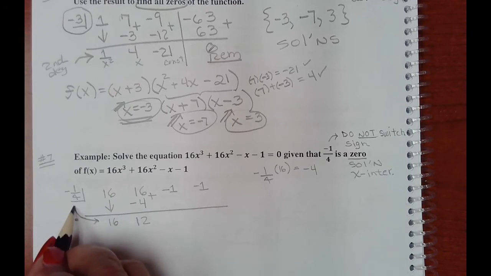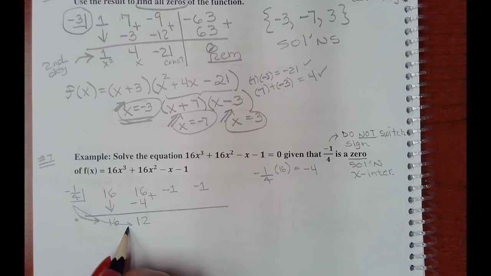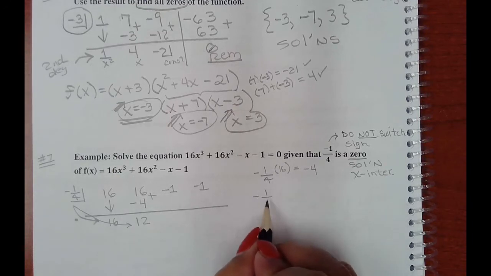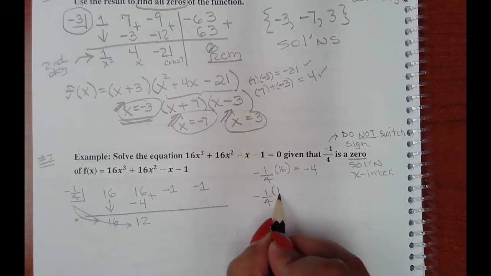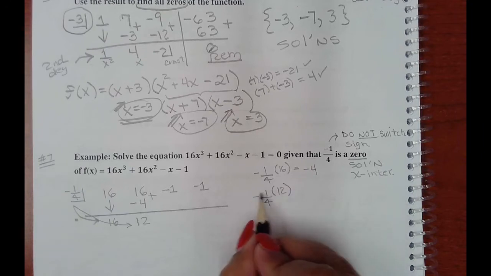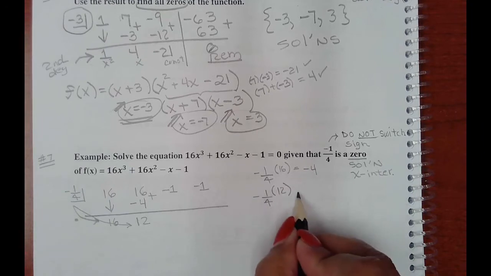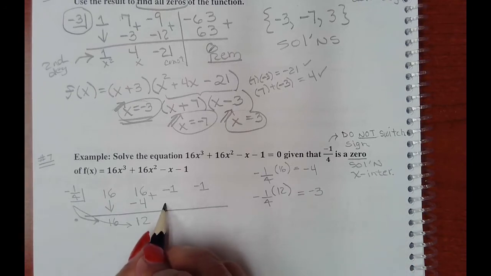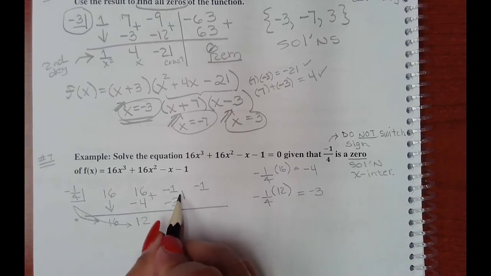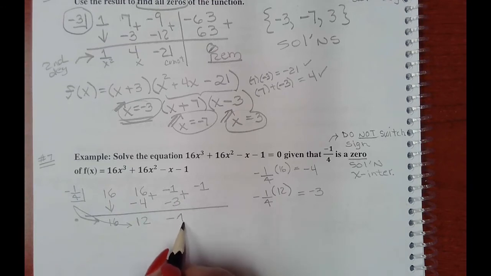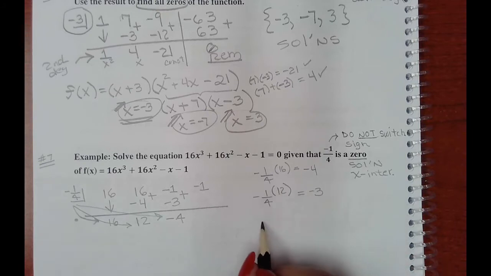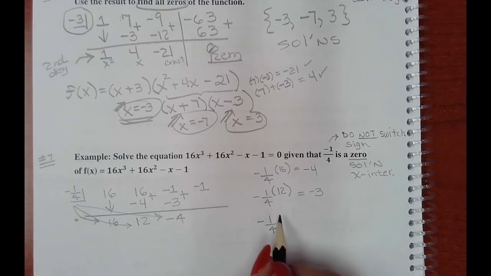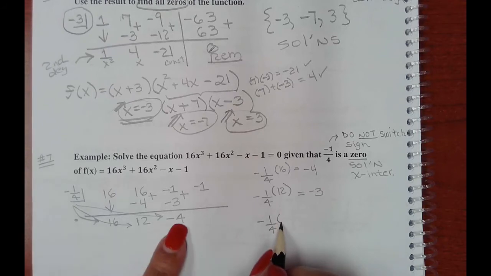Now you're going negative 1/4 times 12. So negative 1/4 times 12, which is negative 12 divided by 4. And that's negative 3. And we carry that answer right up here. Combine these and you get negative 4. So now we're doing 1/4 times negative 4. So negative 1/4 times negative 4.